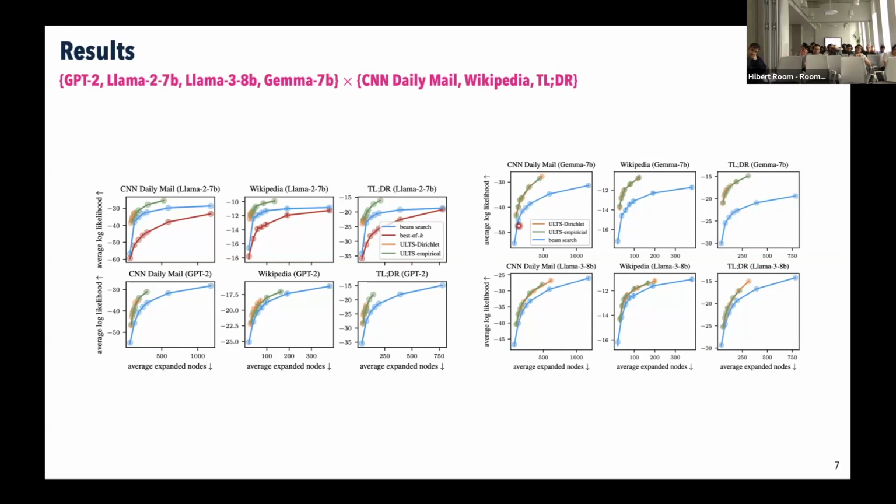Beam search is in blue, and our method is in green and orange. Those are just different priors that we use. As you can see, our method is more efficient compared to beam search, and we can obtain more likelihood. So it's better than beam search while being efficient.